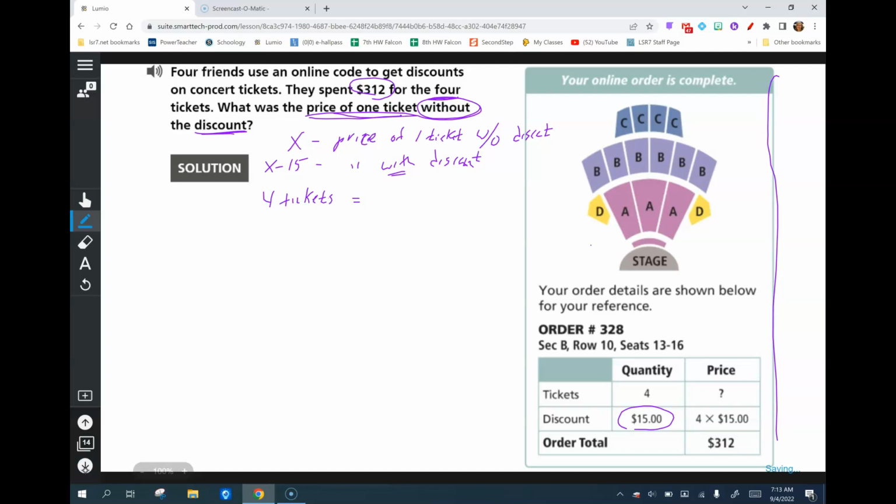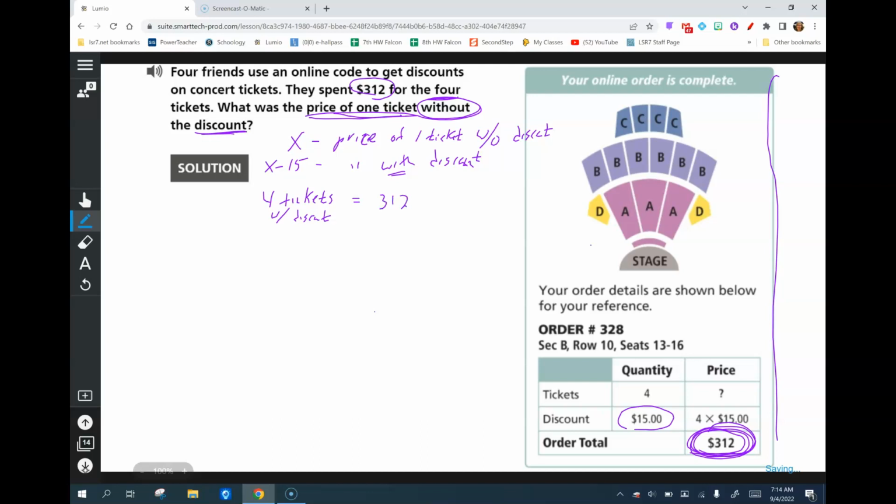Okay, and that's going to be equal to what the price would have been if we had bought it without. So we're going to pay for 4 tickets. I'm sorry, not without. We have to know this is what their total was. So 4 tickets with discount. Okay, and what is that going to be equal to? They said that they spent $312.